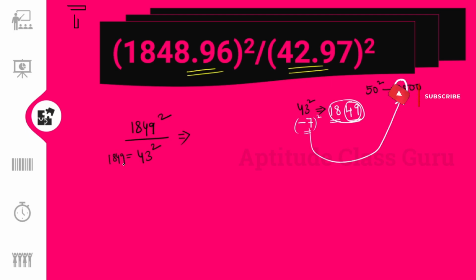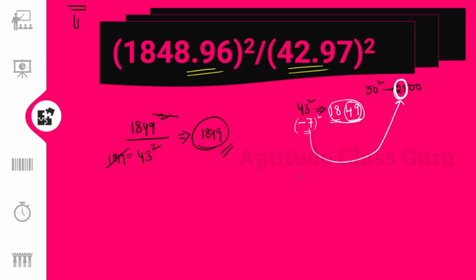So this is 43 square, that is 1849. The examiner wants to test whether you know the squares or not. So the denominator will get cancelled with the numerator, which is exactly the square, and we are left with 1849 as our answer. Simple, right? If you know how to find the squares, simplifications and approximations are a little easier.